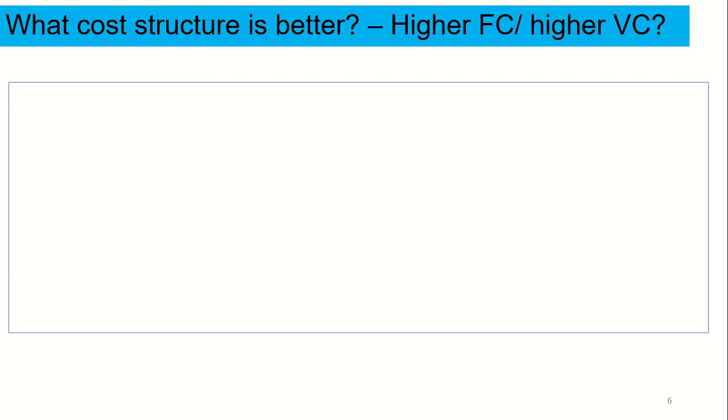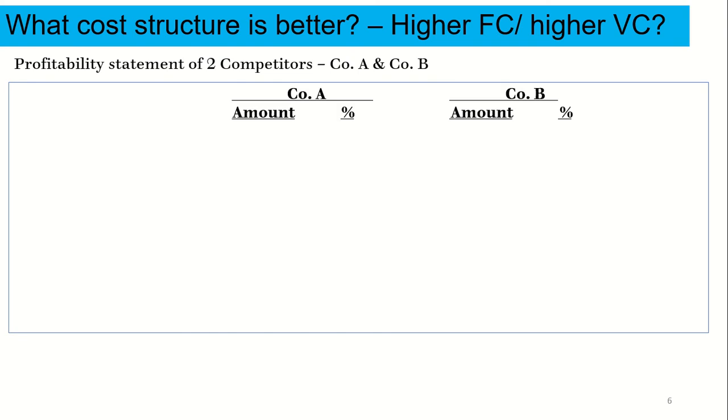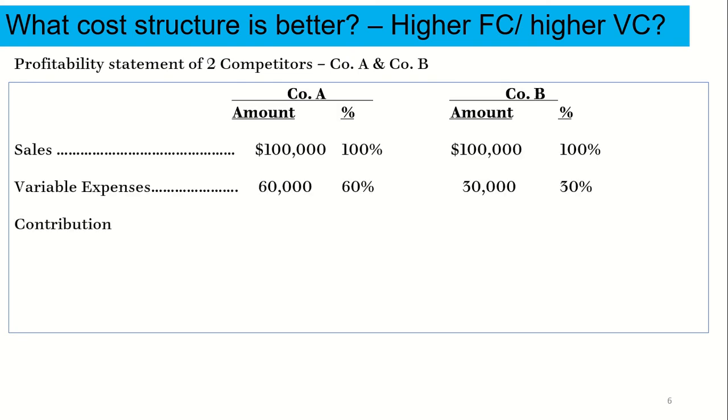Let's understand how different composition of cost structure, that is the different ratio of fixed and variable cost in different companies, impacts its profitability. Comparing two companies in the same industry, company A and company B, having same sales level of $100,000, variable costs are different, 60%, 30%. Contribution therefore is different for the two companies. Company A is lesser at 40% and company B is higher at 70% contribution.